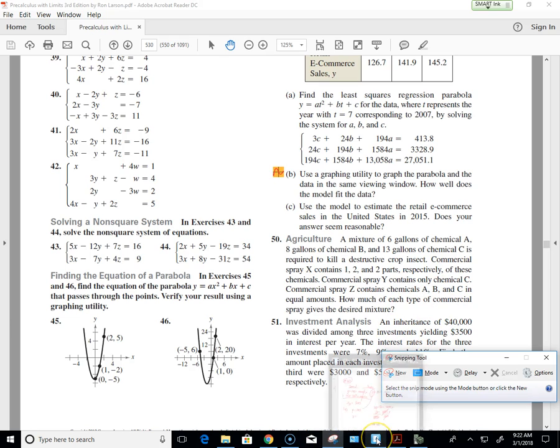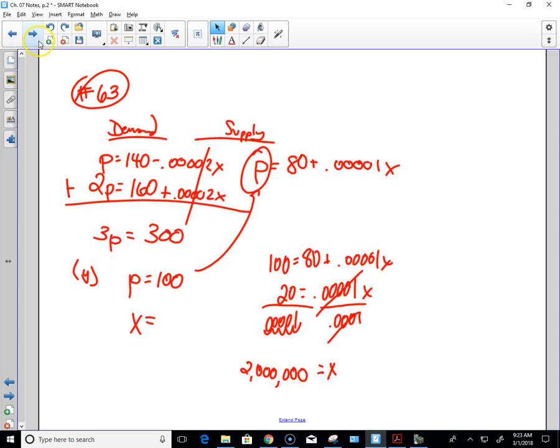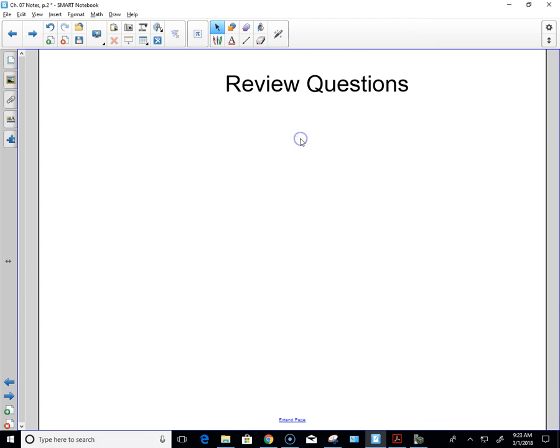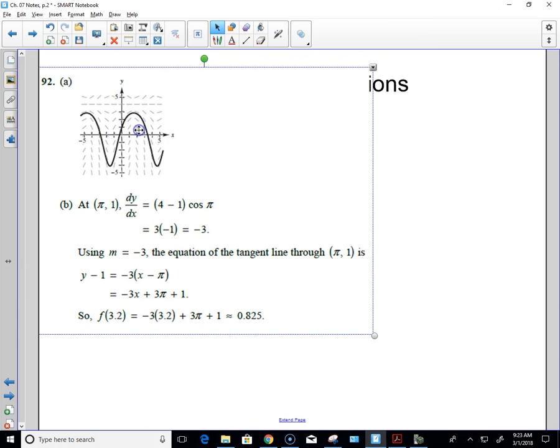So let's go ahead and take this hard example from 7.3, which is a great one to do. I'm going to make a new page and call it review questions, since our notes are kind of out of whack since we're skipping the end. Okay, that's not the right thing.